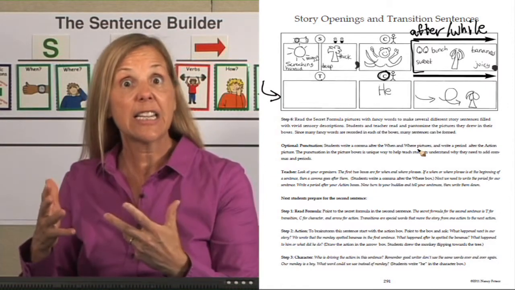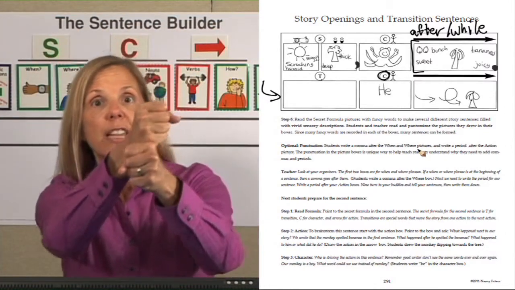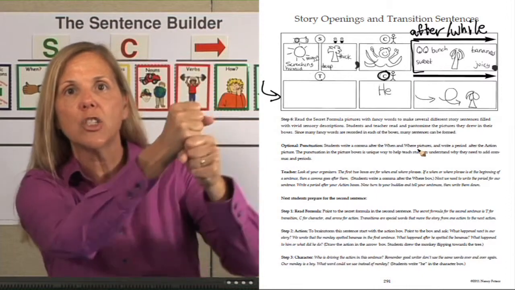Next, I have the kids act it out. So here you are on the ground. What are you going to do? Grab onto a vine. And they swung. So he grabbed onto a vine and swung.